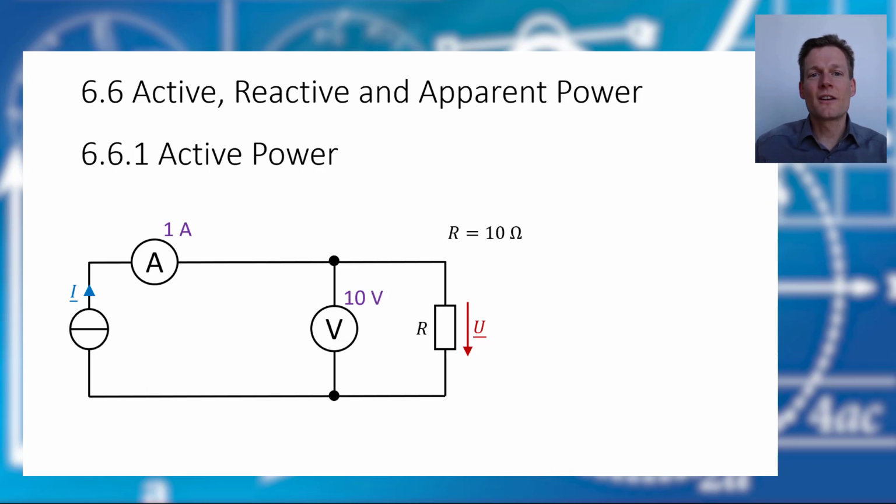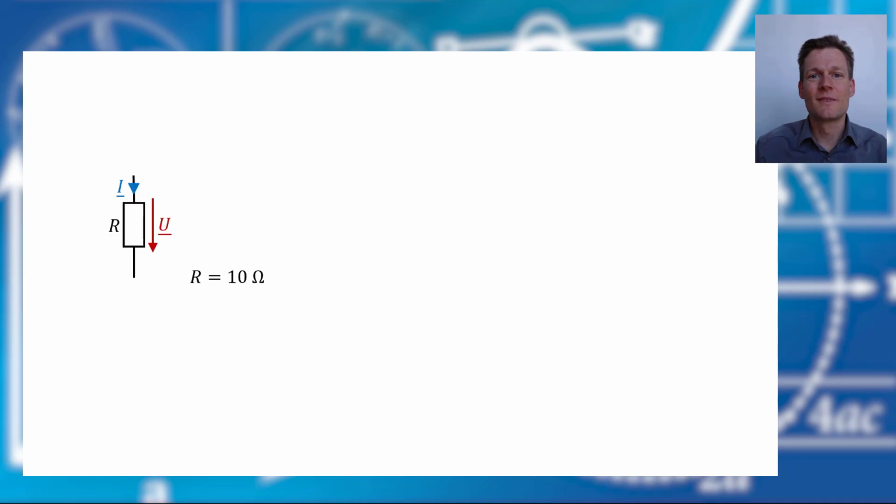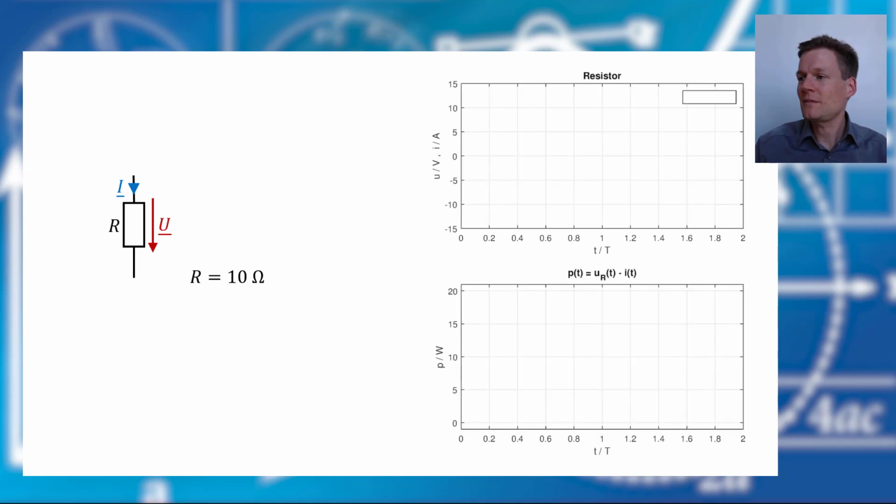And now we connect a third device, and this is a watt meter. It measures the power. And you know, electric power is voltage times current, so we measure 10 watts here. Not a surprise. Let's have a look what happens in time domain.